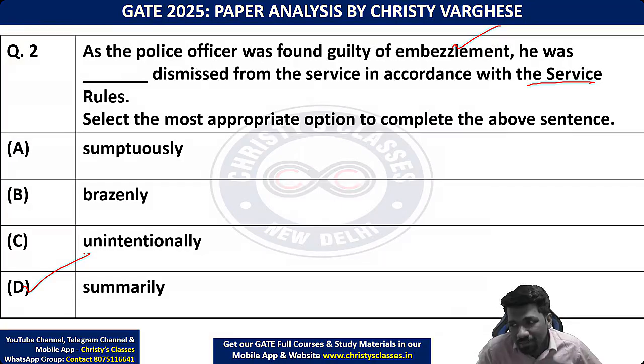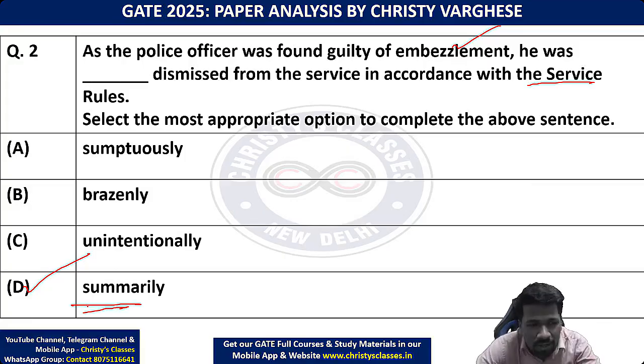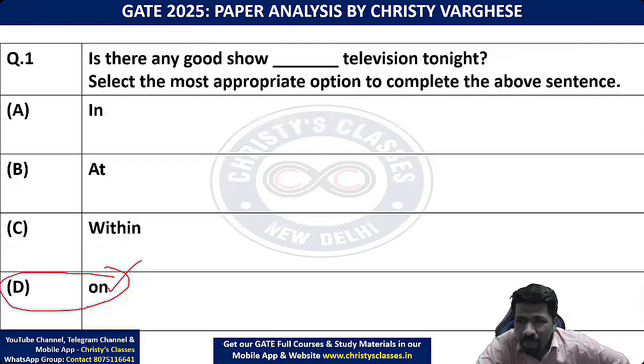Summarily means in a summary manner, मतलब without any formality, without waiting for 4 months or 6 months or 1 year, immediately dismiss किया. ऐसा rules था service rules में. So option D is the best option here. Yeah, I agree that many of the options are not very simple words. That's why I told you vocabulary improve करना important है.